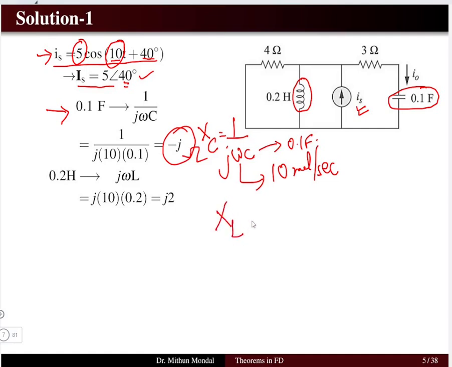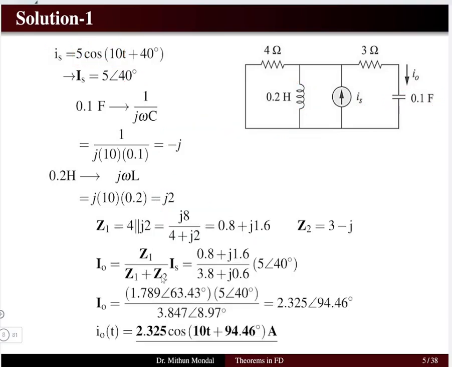Similarly, the inductive reactance XL will be equal to omega L, and we have a j symbol here to include the direction of the current with respect to the voltage. Then we have the inductor in impedance form, that is, the inductive reactance is j2. So we have all the parameters converted into their equivalent impedances.